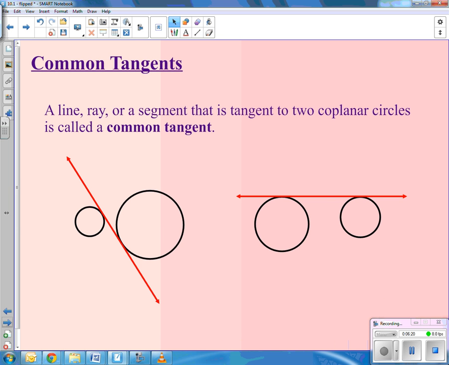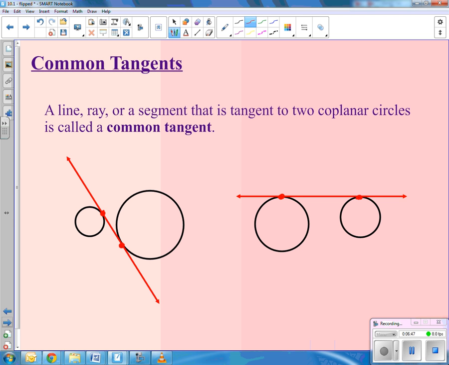Okay, next term we have is called a common tangent. So this is a line, ray, or segment that is tangent to two coplanar circles. I've drawn two examples for you here. On the left, we see the red line is intersecting the smaller circle at one point right here and the larger circle at one point right here. In the example on the right, we have a point of intersection on each circle.